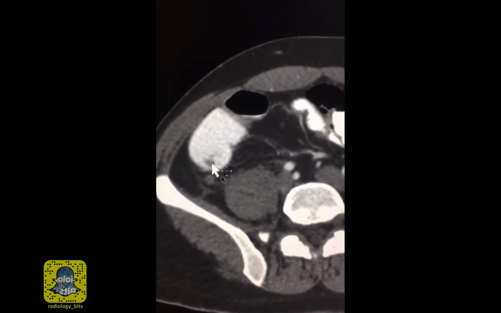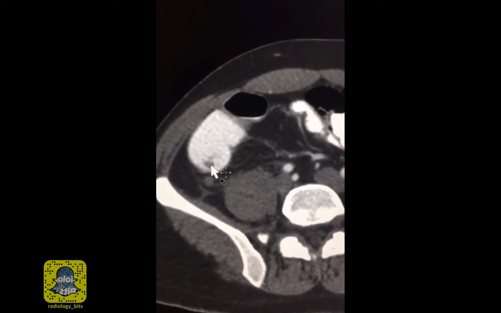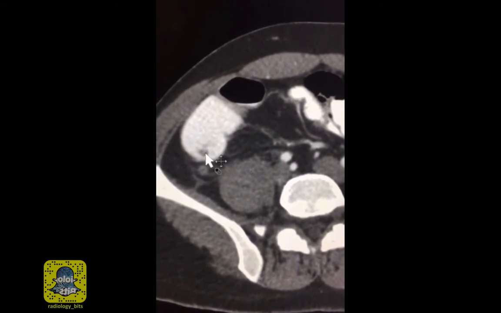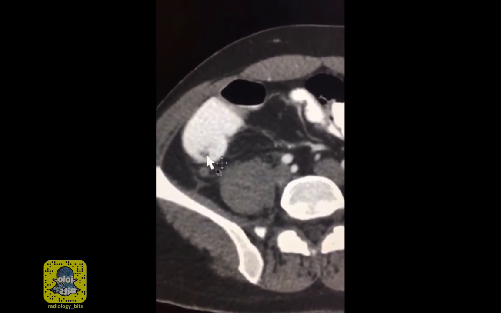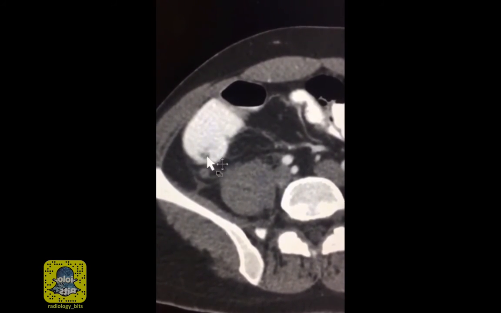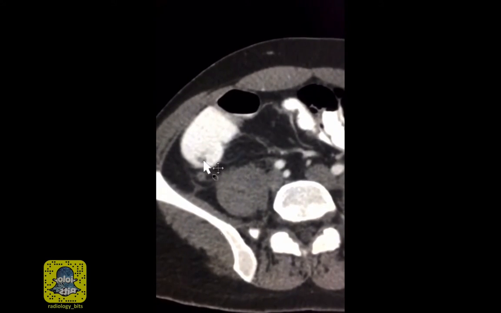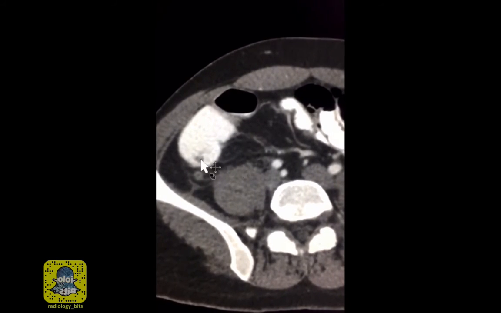We revised the way to look for appendix on a CT scan and discussed a few features of acute appendicitis, namely wall thickening, abnormal enhancement, surrounding fat stranding, and we emphasized to look for signs of perforation. Make sure you don't have free air, a phlegmon, or an abscess.